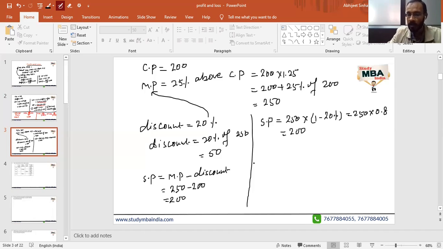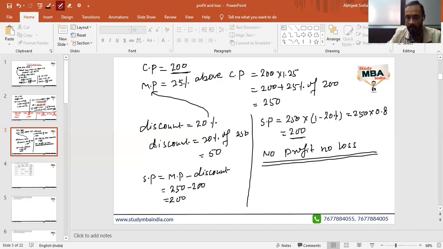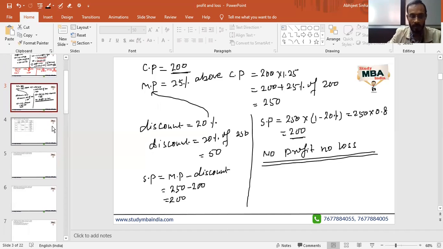So we can calculate in both ways. But if we have to find out whether in the whole transaction the shopkeeper gets a profit or loss, we compare the selling price and cost price, and we found that the cost price is 200 as well as the selling price is 200. So we can say no profit, no loss, right? In the whole transaction there is neither a profit nor a loss. Is it clear? Yes, sir.